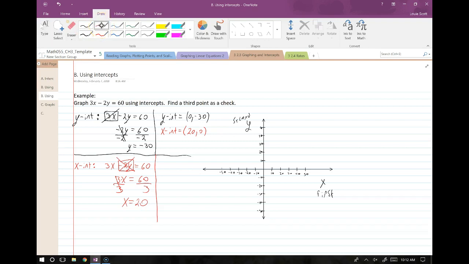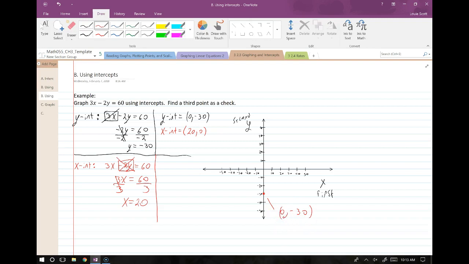I'm going to do this in red. So first, I'm going to plot the y-intercept, which is at 0, negative 30. So I have 0 on the x-axis, which is at the origin, and then I go down to the point negative 30 on my y-axis. Then I'm going to draw a little arrow, and I'm going to label this 0, negative 30.